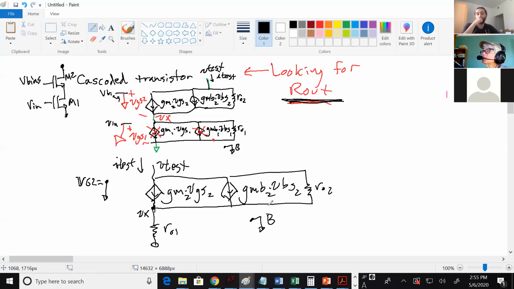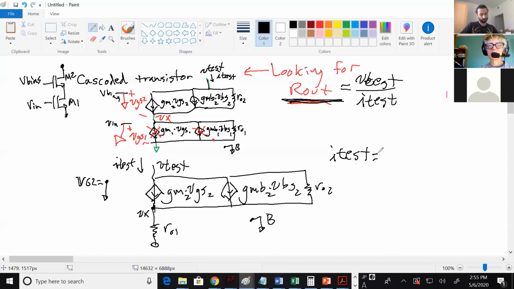Okay, I'm going to do one more step just in case people are having trouble getting equations. So if I'm trying to find a value for R, say for R out, that's V test over I test. I like KCL, so I'm just going to take I test, even though I don't know where to go. Current seems to work better. So that's G.